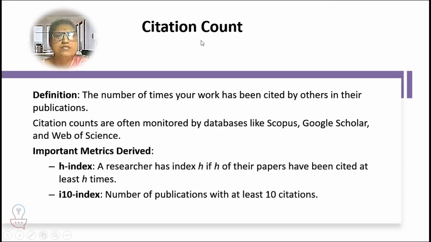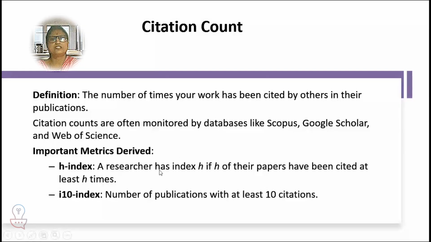The next important measure is citation count. Citation count is the number of times your work has been cited by others in their publications. Citation counts are often monitored by databases like Scopus, Google Scholar, and Web of Science. Some other derived metrics are there, that is H-index and I10 index.